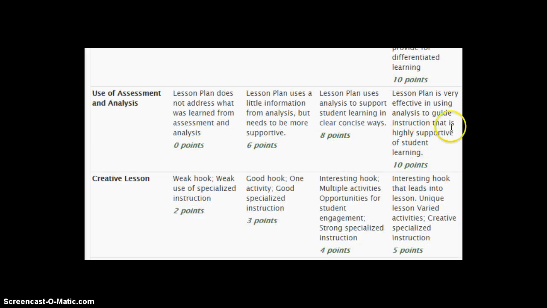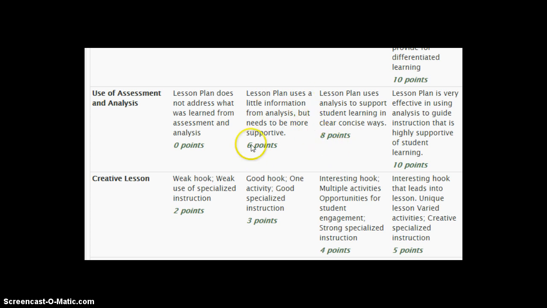Use of assessment and analysis. The lesson plan really needs to be very effective in using analysis to guide instruction, and it needs to be highly supportive of student learning. So I'm going to go back when I grade these, and I'm going to look at the IEP and see how well you were aligning your instruction to the assessment and analysis conducted in the IEP based on the student's needs. Now, if you have some clear and concise ways, then you'll get 8 points.